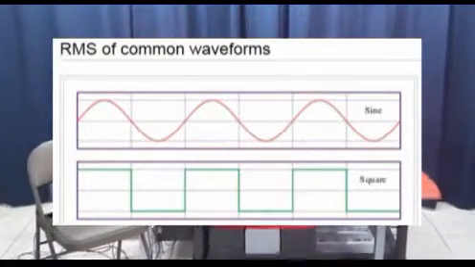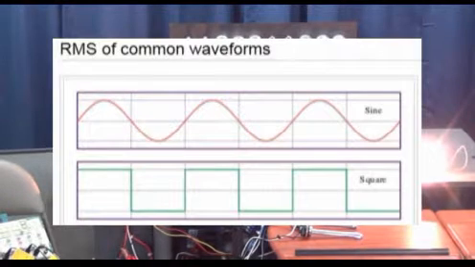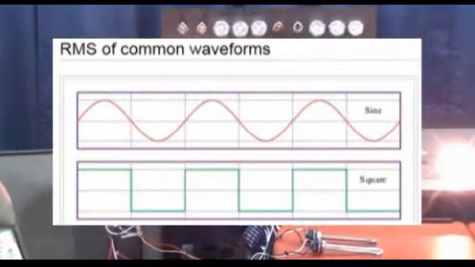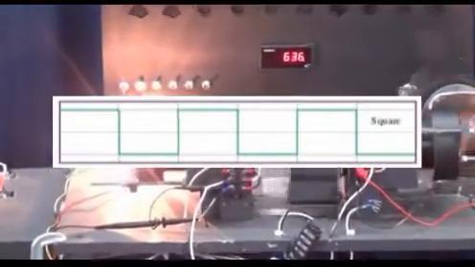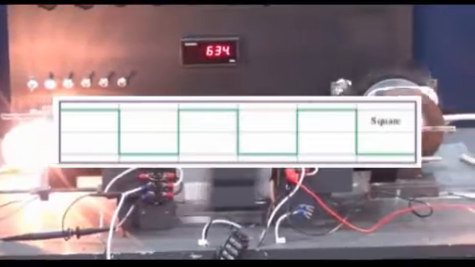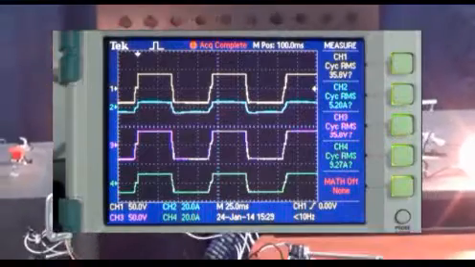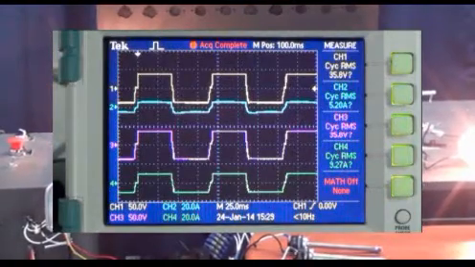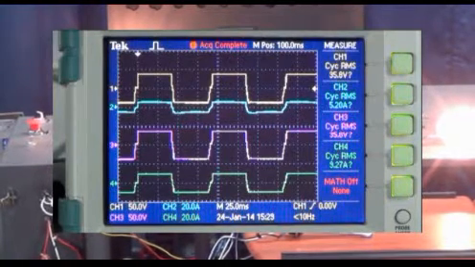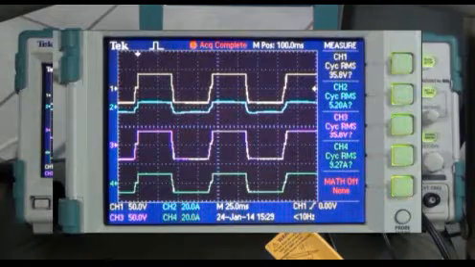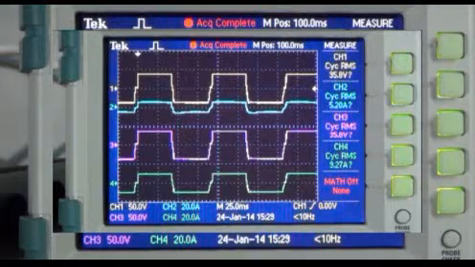Remember me talking about a simple and basic inverter? Well, it creates a square waveform. Let's take a look at just the square waveform. Here's a waveform from my oscilloscope of a test done on January the 24th, 2014 at 1529. Note how it's a square waveform, just like a simple and basic inverter makes.